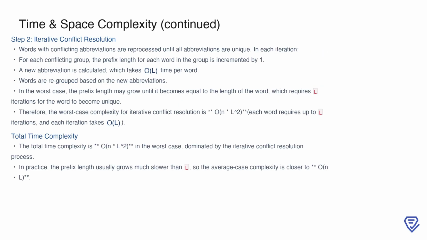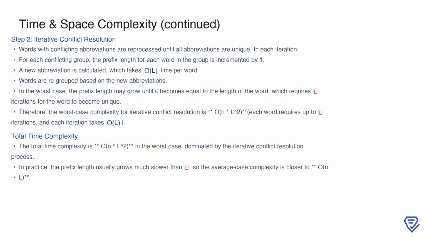Now, to ensure all abbreviations are unique, we use an iterative conflict resolution process. For groups of words with conflicting abbreviations, the prefix length is incremented by 1, and new abbreviations are calculated in O(L) time per word. These words are then regrouped based on their updated abbreviations. In the worst-case scenario, a word's prefix length may need to grow until it equals the word's full length, requiring up to L iterations for a single word.